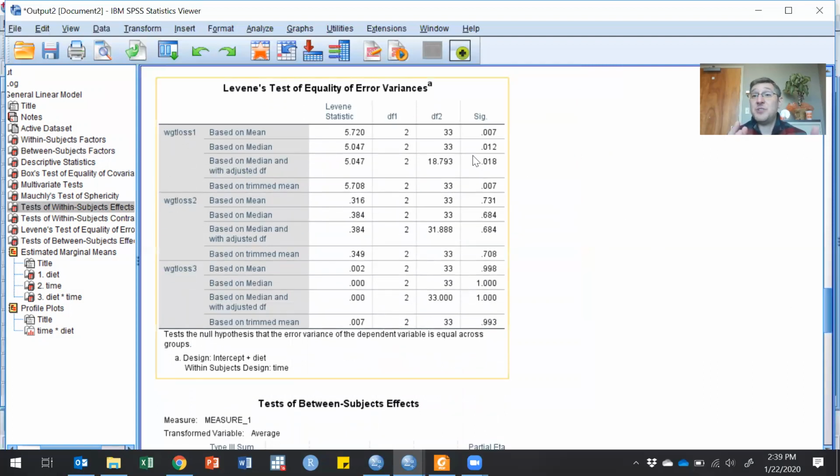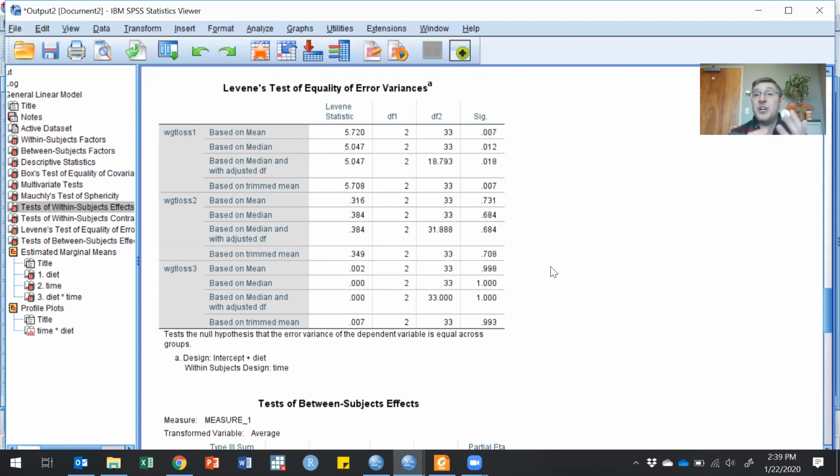Here's the Levene's test. This is the homogeneity of variance test box. It tells us whether the variances among the different diet programs were equal at each time frame. You can see at time 1, it looks like we're violating this assumption, but at time 2 and time 3, the variances seem to be equal. We're not really worried about violating it in this instance because we have equal sample sizes in each of our groups. If we didn't have equal sample sizes in our groups, we may have to make some type of adjustment to account for this.